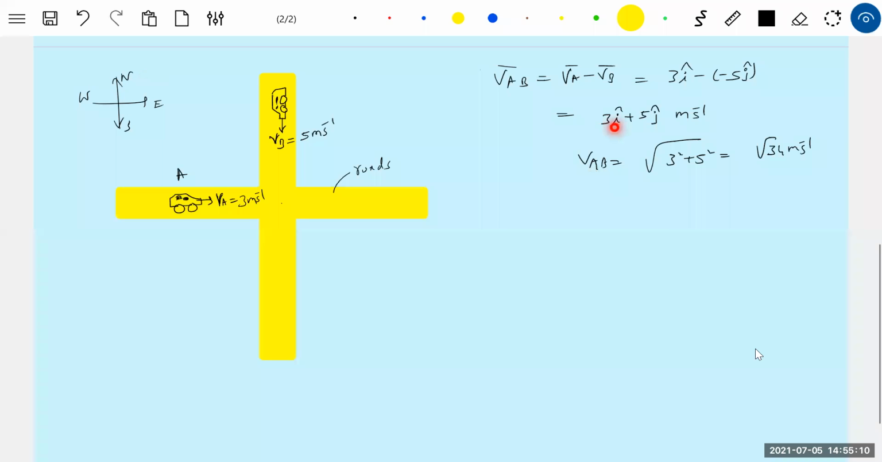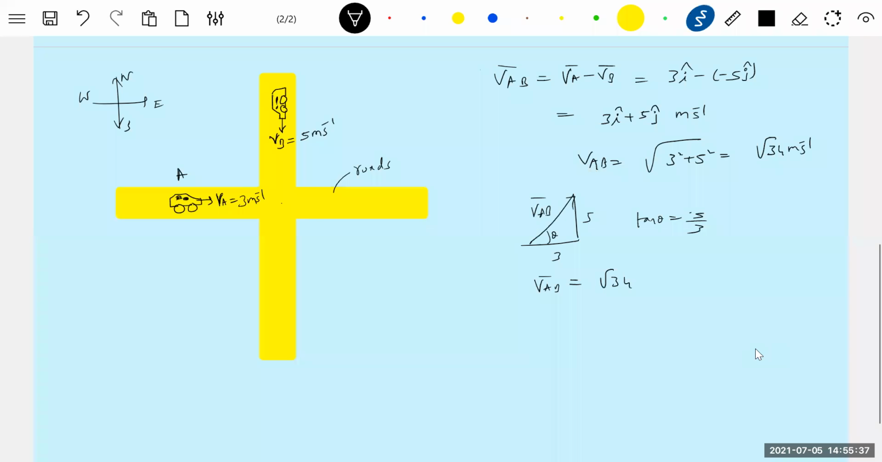Are you getting it? Now look at 3I cap plus 5J cap, something northeast, and definitely it will make some angle also. If you look at this, it is 3 and 5, so tan theta equals 5 by 3. Then how can we express the velocity of car A, VAB bar? Instead of the vector, we can also write root 34, tan inverse of 5 by 3 north of east. I think you must be aware of expressing directions like this also. It will make an angle theta with east.